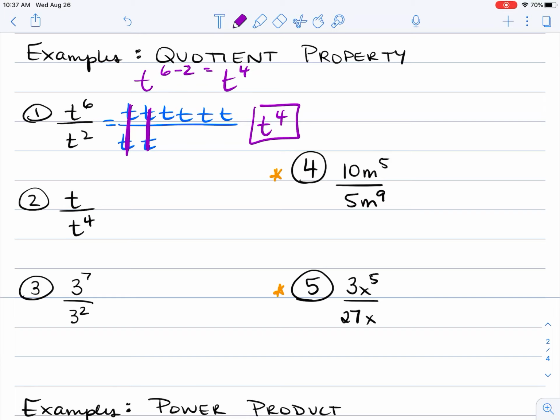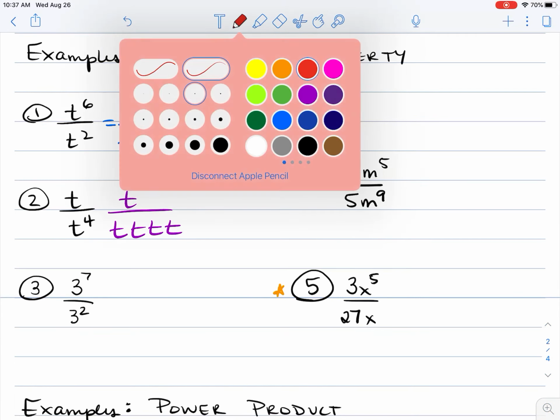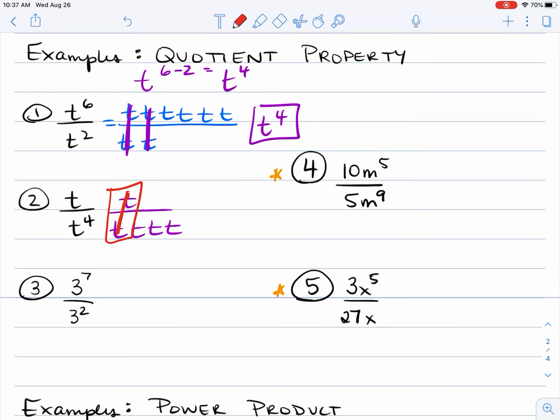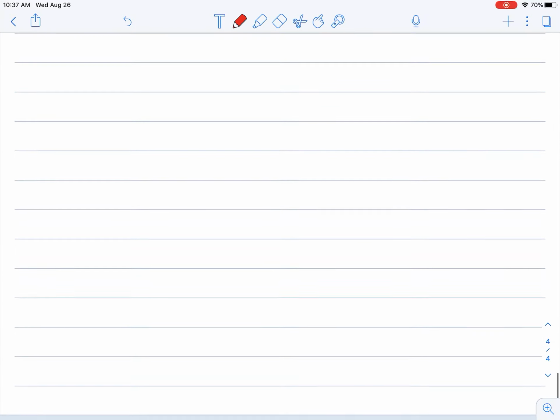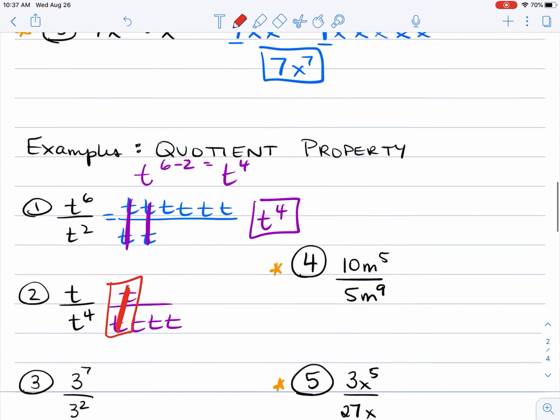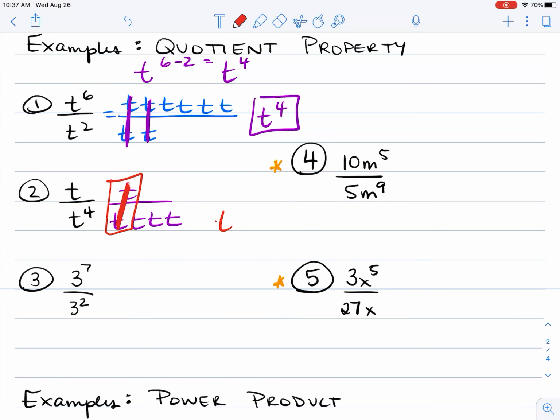The second one I put in here because I definitely think it ties to some stuff we were trying to do yesterday. So there's t, and then there are 4 t's on the bottom. So again, if I try to find the 1 partners, it's there. And I have 3 t's left, but they're in the denominator. So it would look like this.